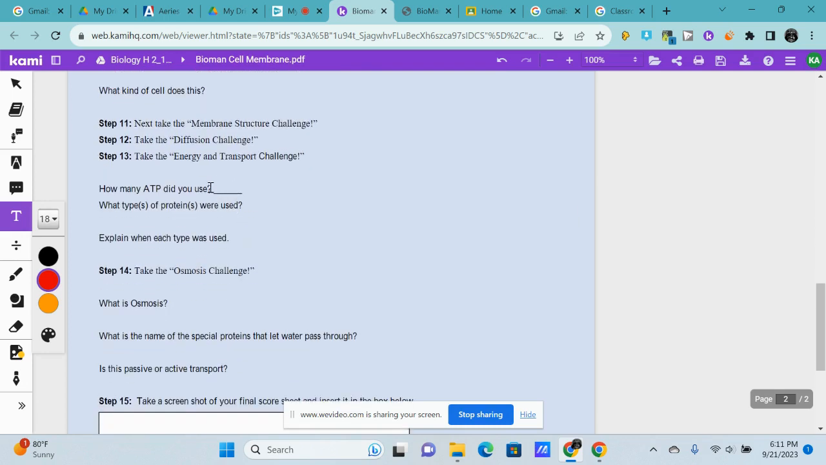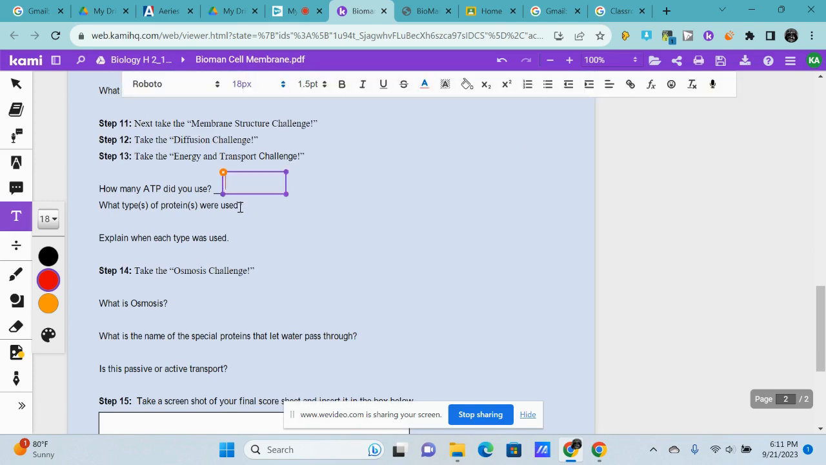All right, here, when we did the energy transport challenge, I believe it took, I think it was 5 ATPs. Remember, ATP is the energy molecule. Whenever you need energy, ATP is always the molecule that gives you that. We haven't gone over ATP yet, so I'm not too concerned.